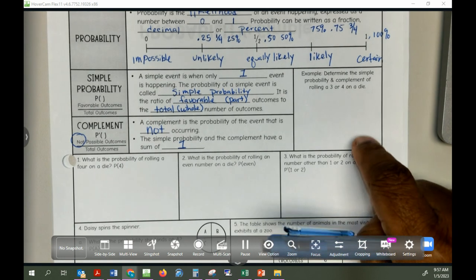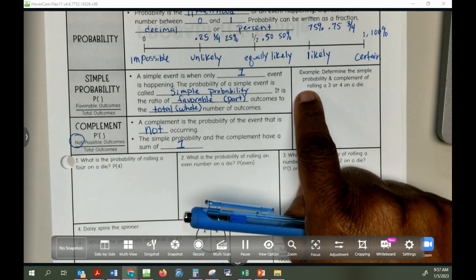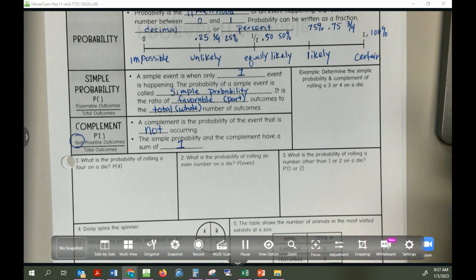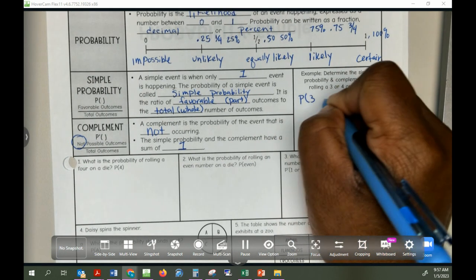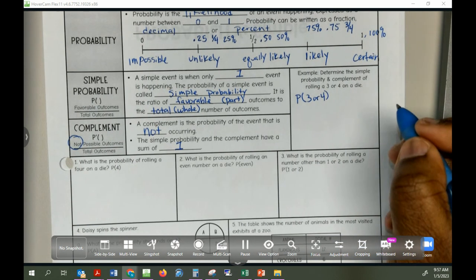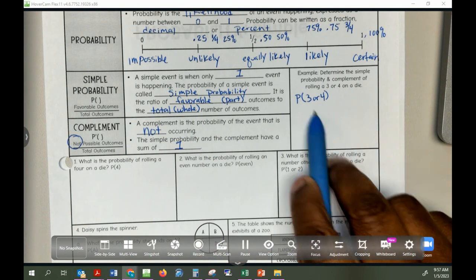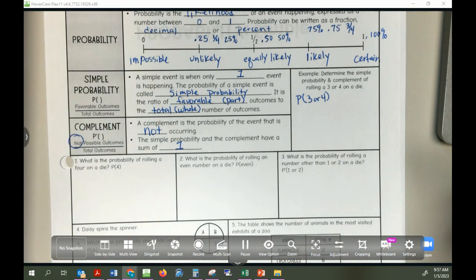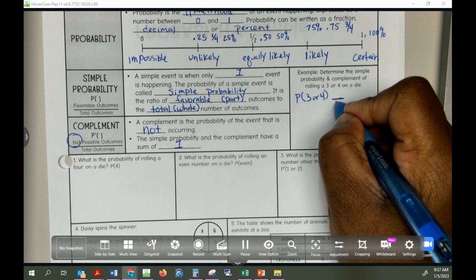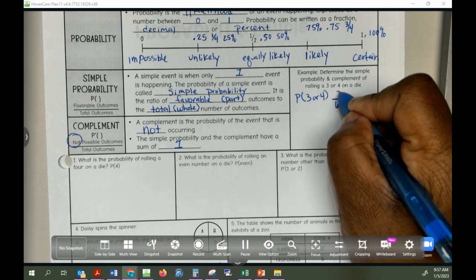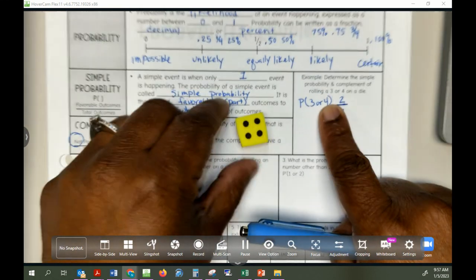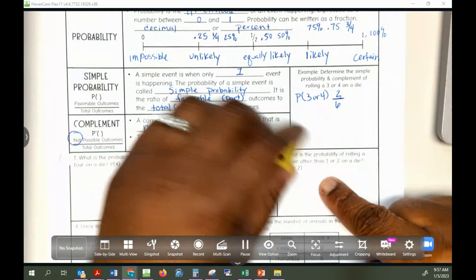So over here, here's an example for us. It says determine the simple probability and complement probability of rolling a 3 or a 4 on a die. So if I have the probability of a 3 or 4, because that's how we will write probability, remember, we know that's part over whole. So to get a 3 or a 4 as a part, what would that be out of what? So it's out of 6. 2/6. It's 2 out of 6 because that's only talking about 2 sides of the dice, the side of the 3 and the side of the 4.